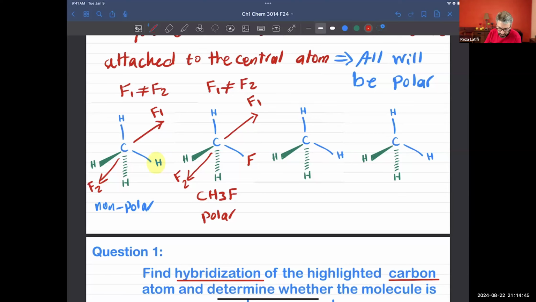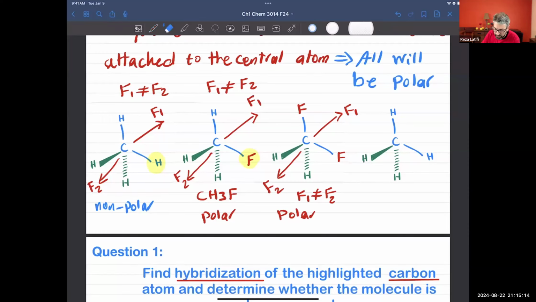Okay, how about if we change two of them? Okay, remember, so we change this, we're going to change that one and the top one as well. So I'm going to change this and the top one. And both, I will say fluorine, fluorine. In that case, I'm going to get one force here, another force there. Call this one F2. And that one is F1. Clearly, F1 is not equal to F2, and it will be polar again.